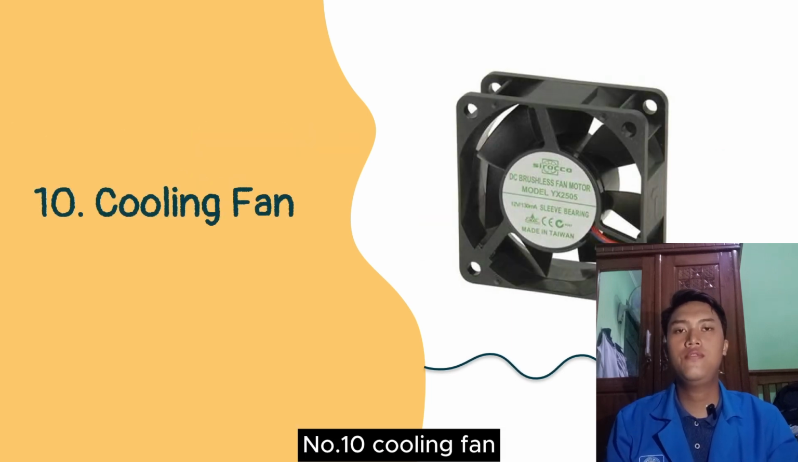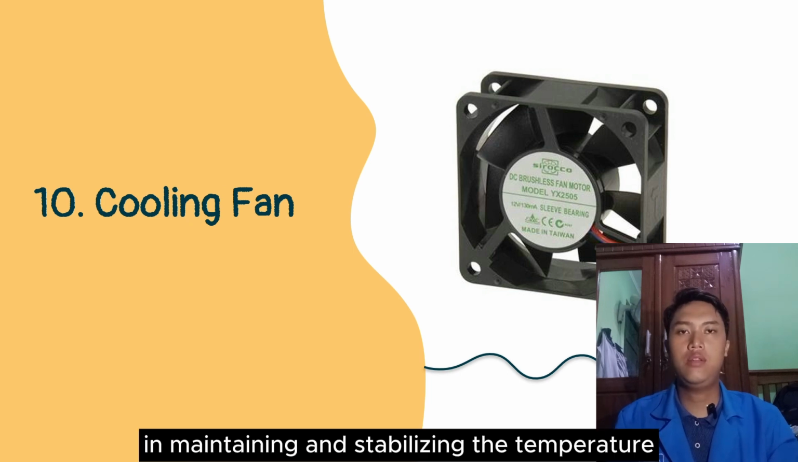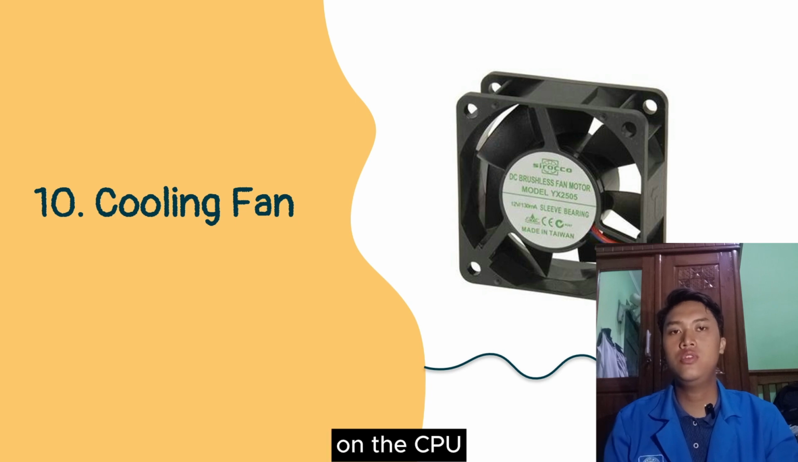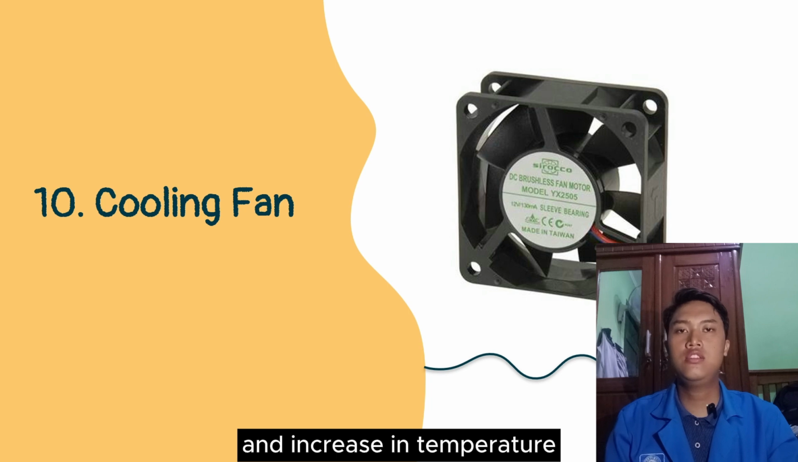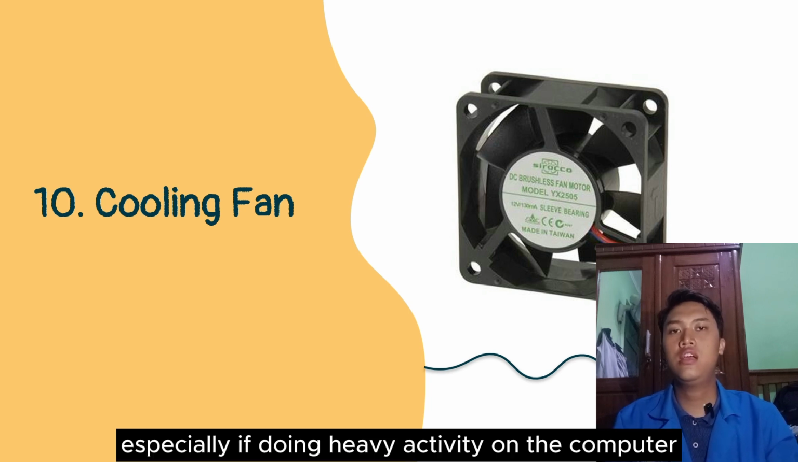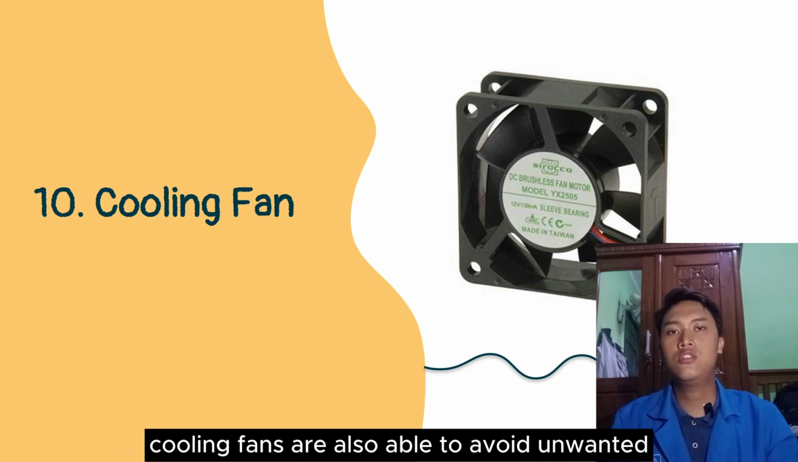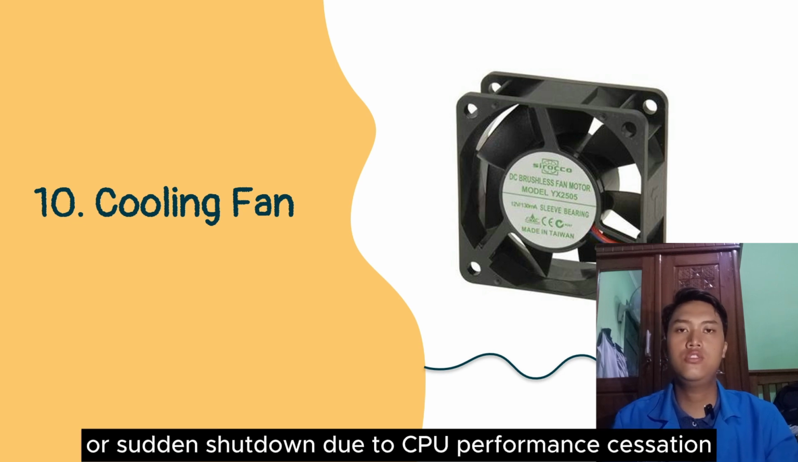Number 10, cooling fan. The cooling fan function is important in maintaining and stabilizing the temperature on the CPU. This is important to anticipate an increase in temperature, especially if doing heavy activity on the computer. Cooling fans are also able to avoid unwanted events such as overheating or sudden shutdown due to CPU performance cessation.